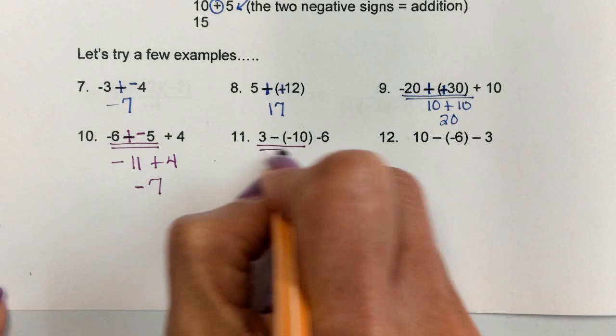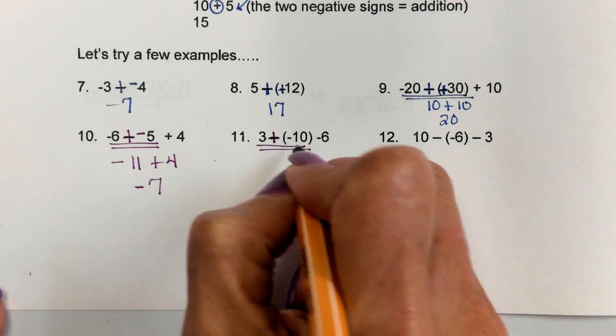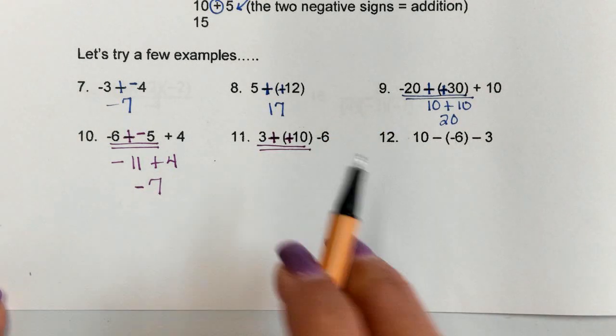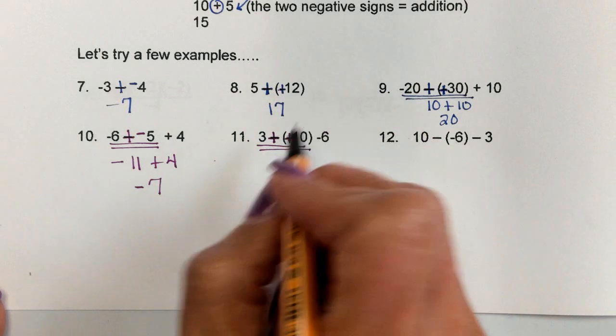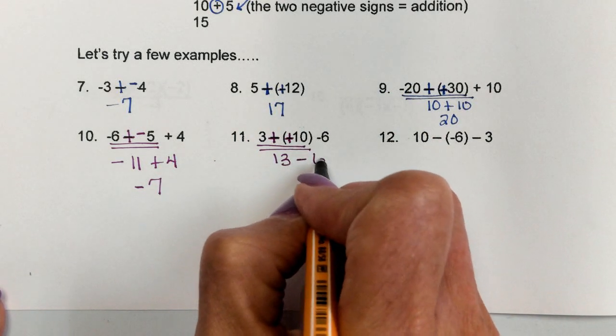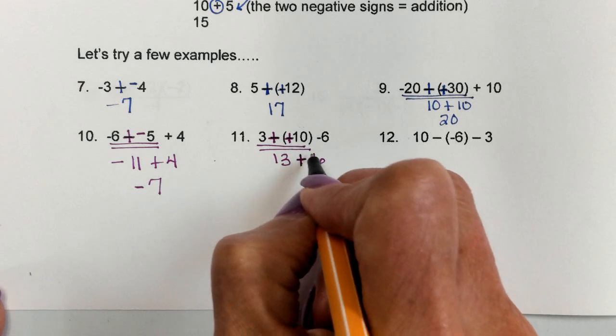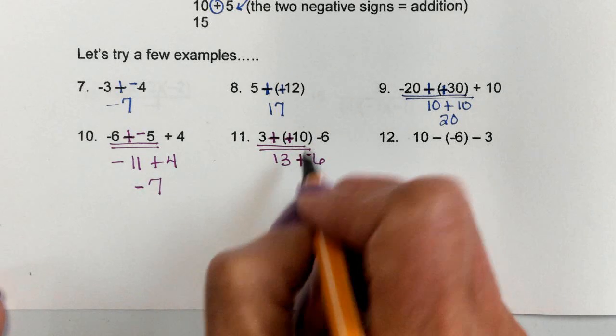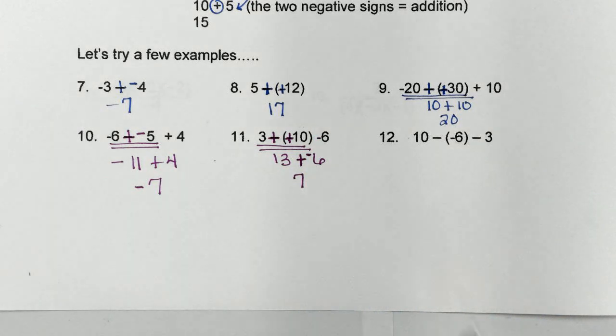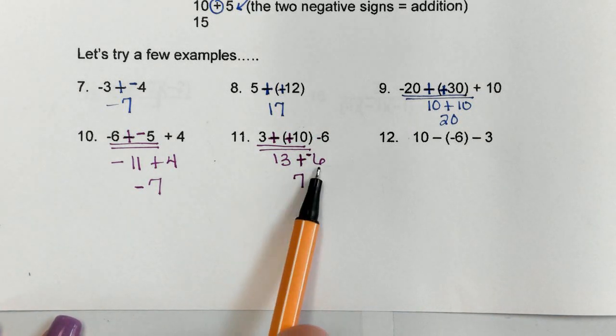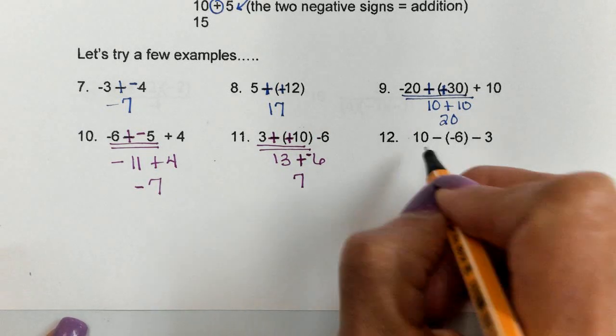Same thing here. 2 numbers at a time. Subtraction becomes addition. Second number becomes its opposite. 3 plus 10 is 13. Bring down the minus 6. Now you can change this one as well. Subtraction to addition. Second number to its opposite. These are opposite signs, so we're going to subtract. More positives than negatives, so it's going to be a positive 7.